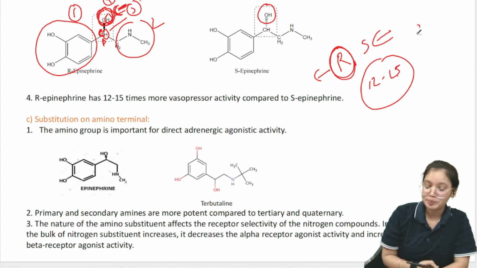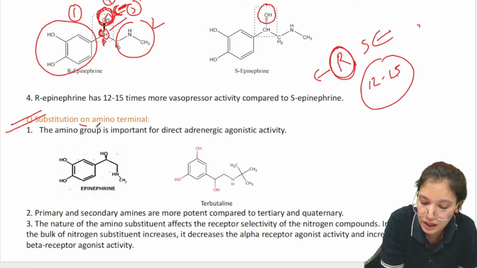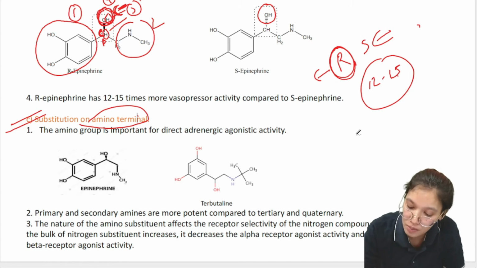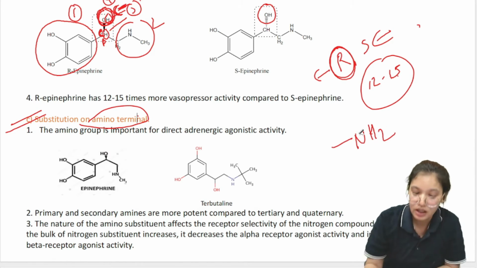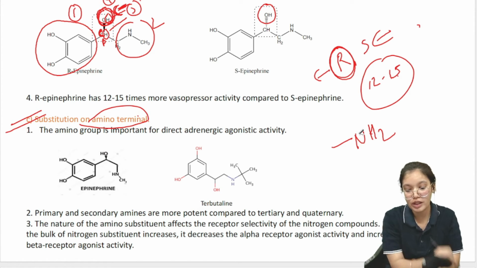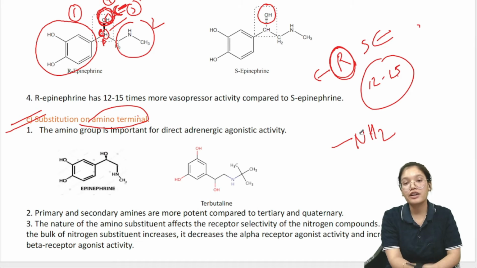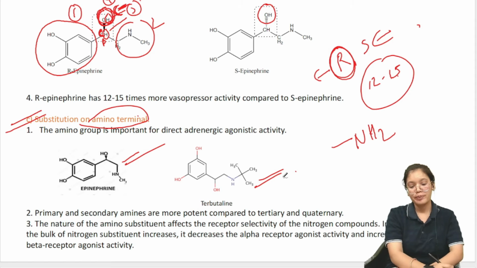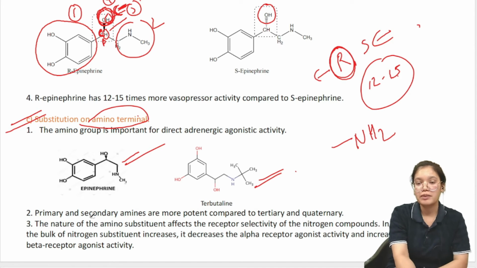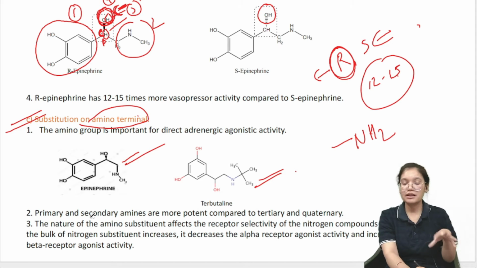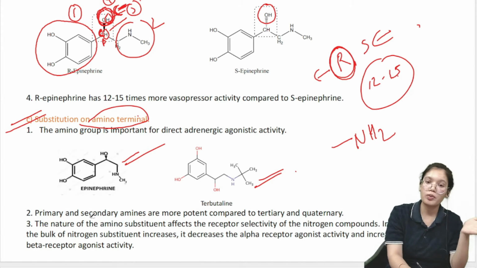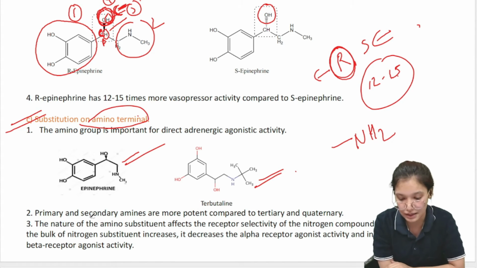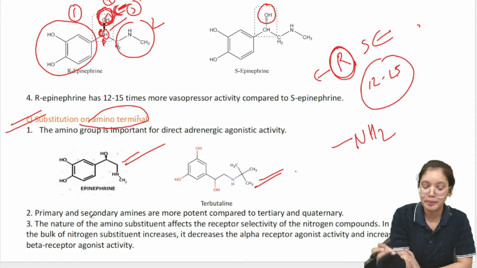Okay, now moving further towards the amino terminal. In phenylethanolamine, we are talking about the amino terminal. Now this amino terminal is also very important for the direct adrenergic agonistic activities, like seen in epinephrine and terbutaline. If there is a presence of primary and secondary amine, then the structure is more potent, but if we change it with tertiary or quaternary amine, then its potency decreases, if we compare it.